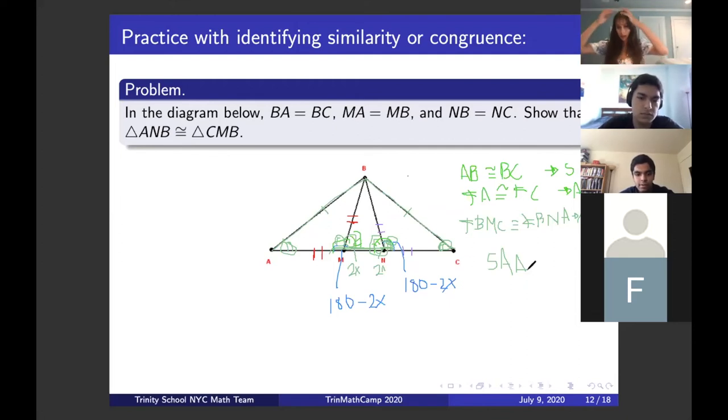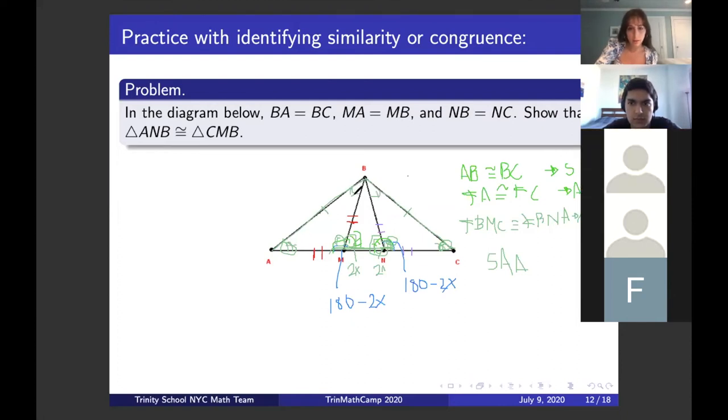You could also have done it in different ways. You could have also done it with ASA, because we know this angle equals this angle, and this angle equals this angle. And if we just called this angle right here, let's do a different color, Y. We know these two angles added up equals X plus Y, and these two angles added up equals X plus Y. So we also know this angle equals this angle, and we could have done ASA equals ASA. So let's just write this both down.